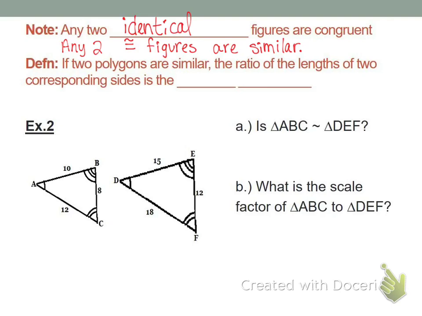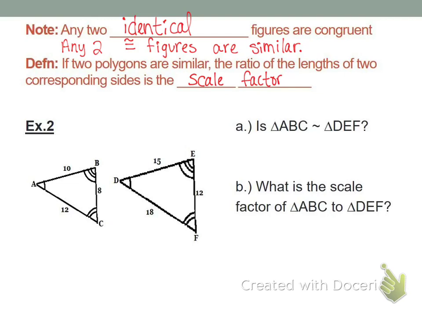If two polygons are similar, the ratio of the lengths of two corresponding sides is the scale factor. We would have talked about a scale factor when we did dilations. You remember that project we had where you took the shapes and you made them into different shapes and you plotted them and made a picture out of them? We did rotations, reflections, translations. The last one was dilations, which we didn't spend as much time on. Dilations get multiplied by some scale factor, creating similar figures. Whereas the other ones, rotations, reflections, and translations, those all made congruent figures.